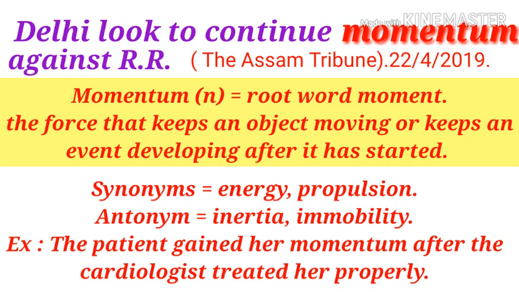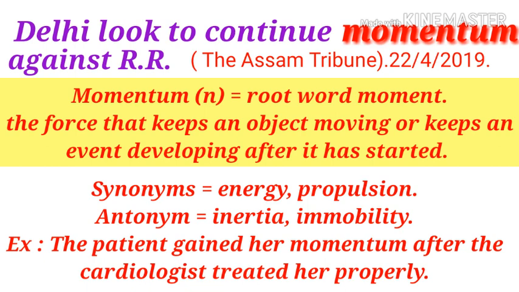So here are few sentences which I have collected from the 3 important newspapers, that is the Assam Tribune, the Hindu and the Chronicle. Here it goes. The first sentence is from the Assam Tribune and the sentence is like this. Delhi look to continue momentum against RR. Please listen carefully. Delhi look to continue momentum against RR.